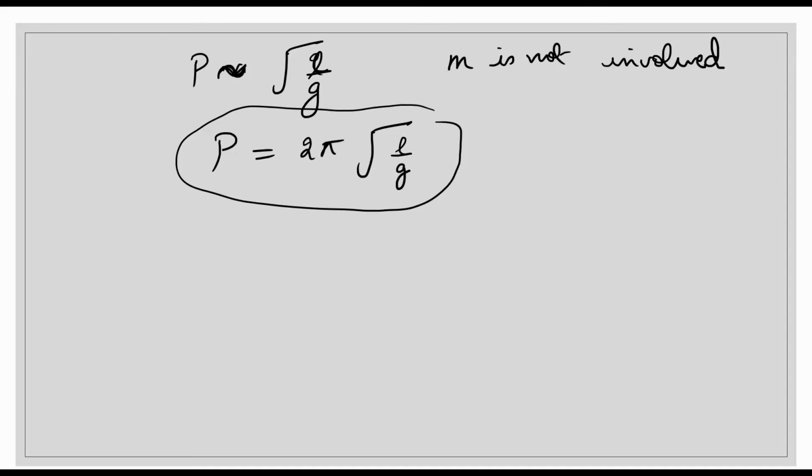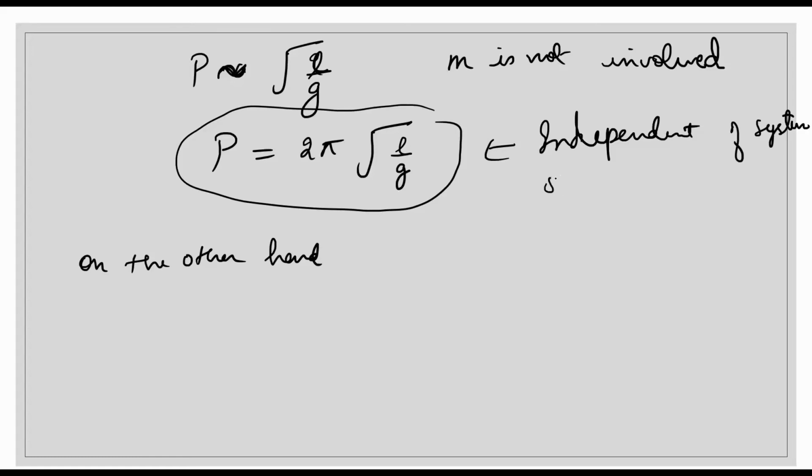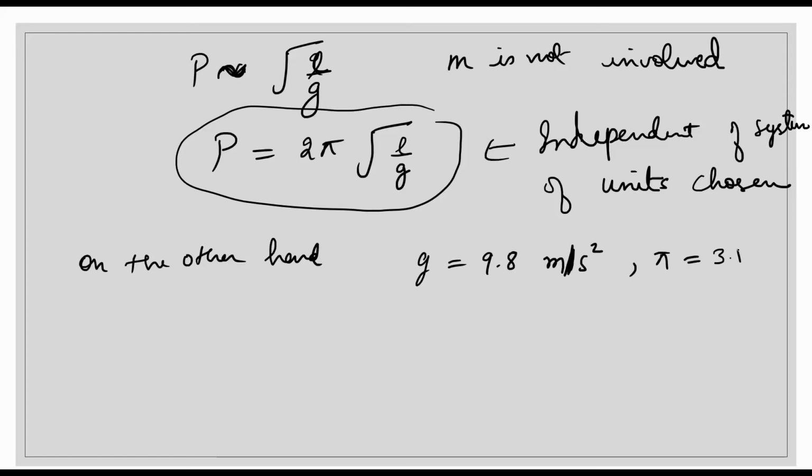On the other hand, this one is independent of the system of units chosen. But if we put the value of g as 9.8 meter per second square, and the value of pi is approximately 3.14, then if you put these values in this equation, it will be approximately equal to 2 under root L. Now I will call it equation number A.